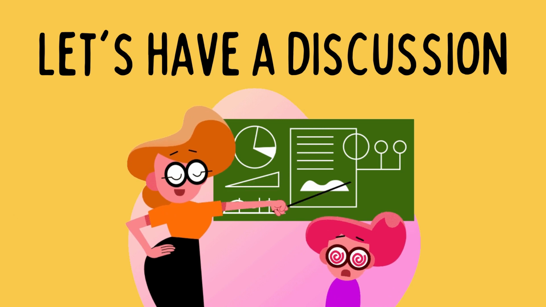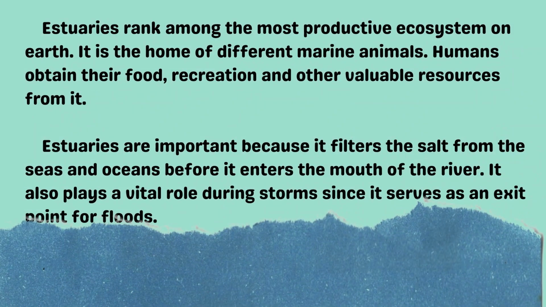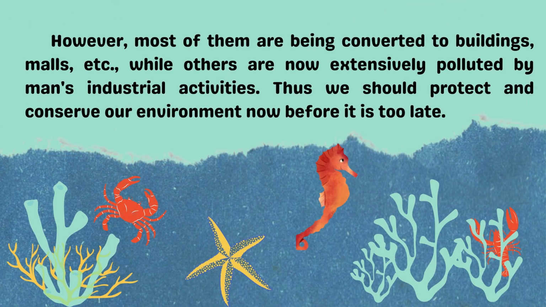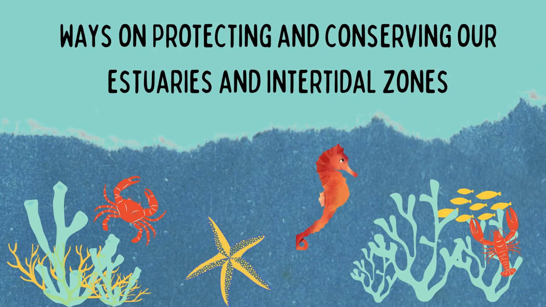Let's have a discussion. Estuaries rank among the most productive ecosystems on Earth. It is the home of different marine animals. Humans obtain their food, recreation, and other valuable resources. Here are some of the ways of protecting and conserving our estuaries and intertidal zones.